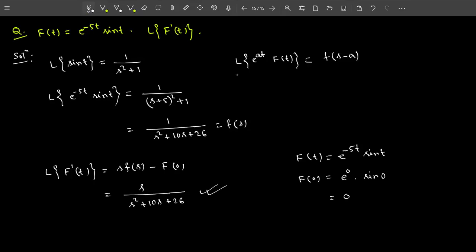Okay. I think the application of Laplace and Laplace inverse transform on derivative is now very clear. Now try to solve your textbook problems.